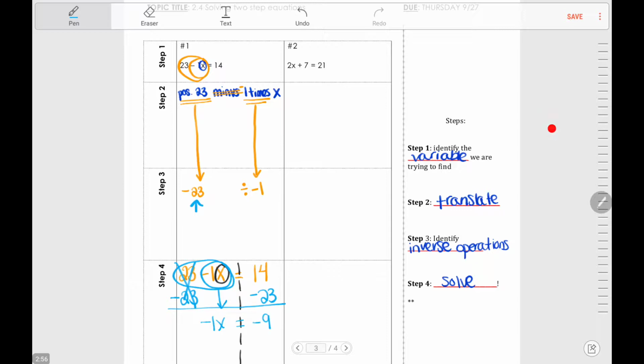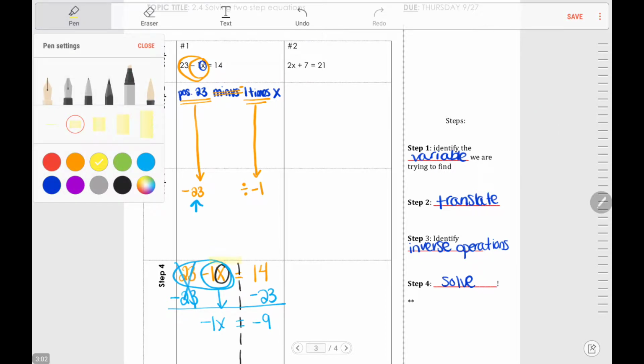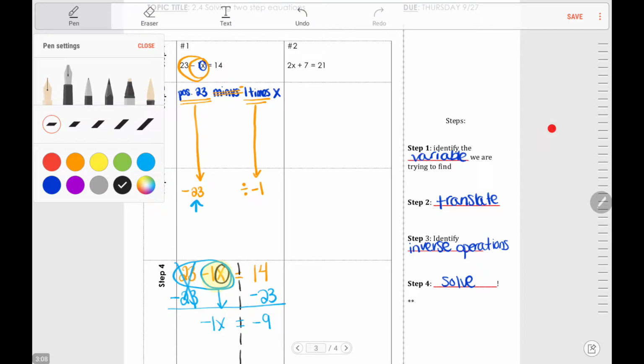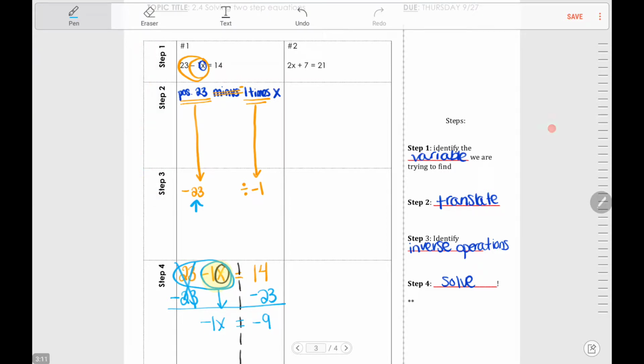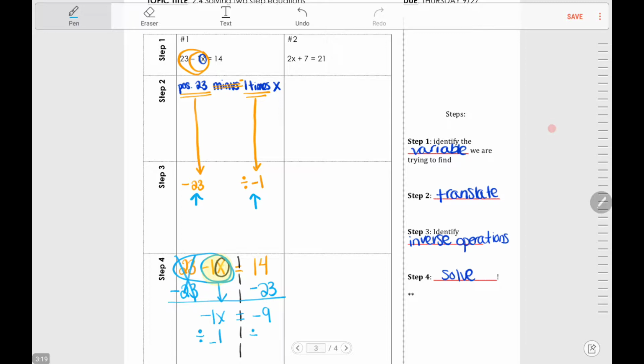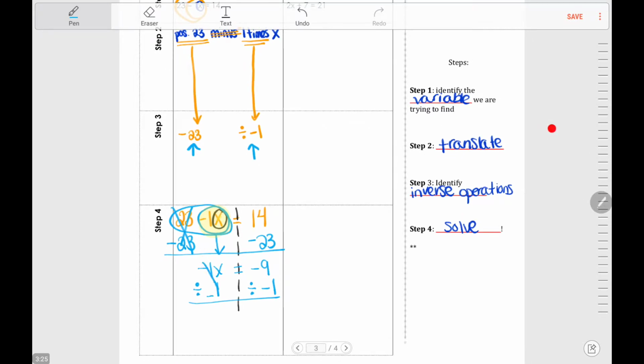Okay? The next thing affecting, or the next layer we see, is this one. That's the negative 1x. And I want to keep my x, but I just want to get rid of that negative 1. And we do that by our next inverse, which is dividing by negative 1. Okay, my inverses cancel out. The x gets brought down. And in my calculators, I'm going to do negative 9 divided by negative 1. And that gets me positive 9. Okay, let's try that again.